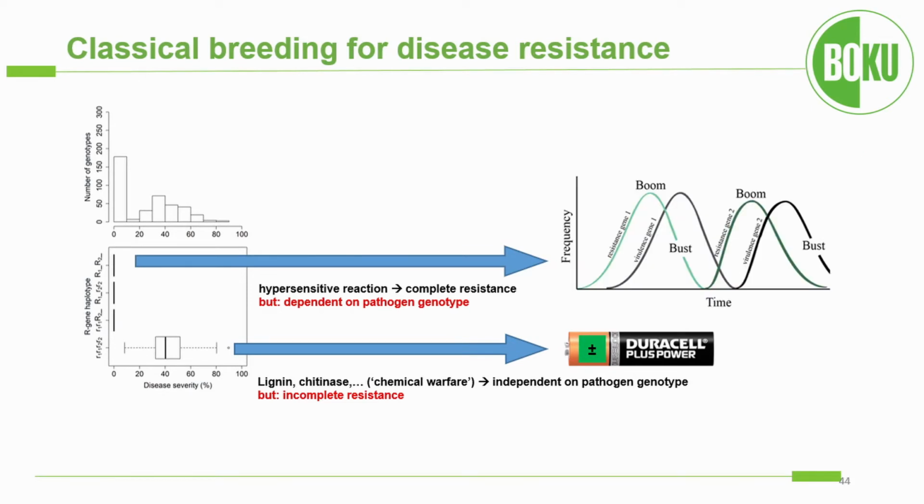This led to classical boom and bust cycles, where if we deploy, for example, one resistance gene and it's in a lot of varieties, and then these varieties increase in area and are very widely grown, in parallel the virulence gene of the pathogen also increases in frequency. And then at one point, all these plants are infected by the fungus, and we need a new resistance gene. Yeah? And this goes on and on and on.